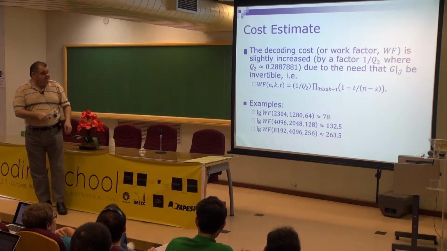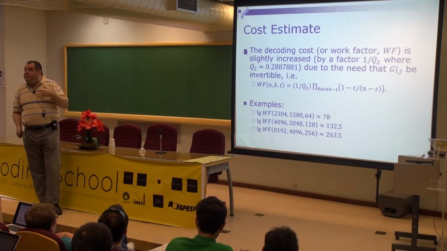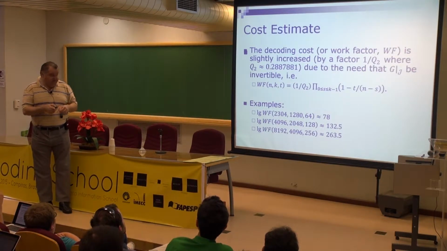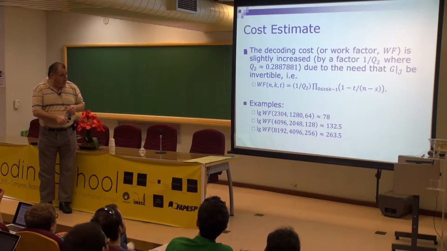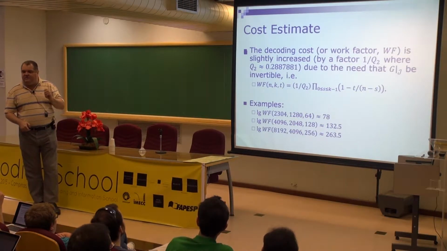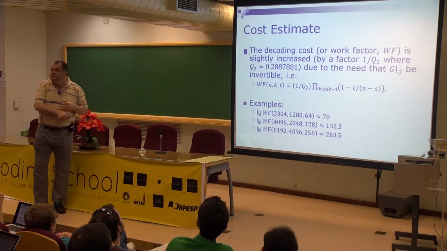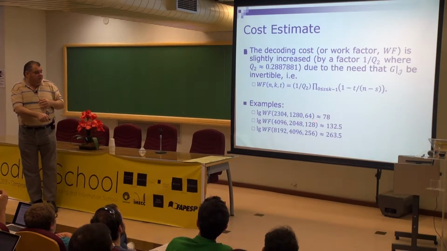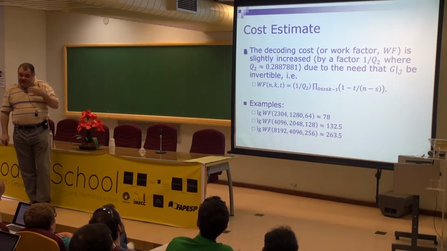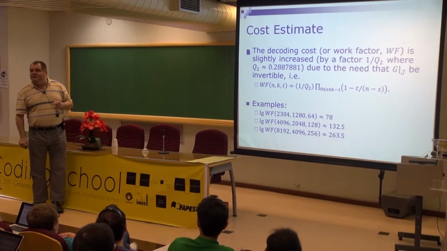So the overall amount of steps will be given by this expression if we compute this for parameters that appear in the literature, say codes of length 2304 and dimension 1280 with 64-bit error correction capability. Then this is a logarithm to the base 2, a binary logarithm. The number of attempts we are expected to perform until we get a successful decoding is 2 to the 78th.